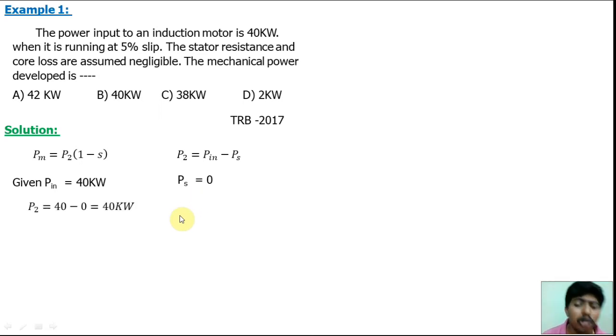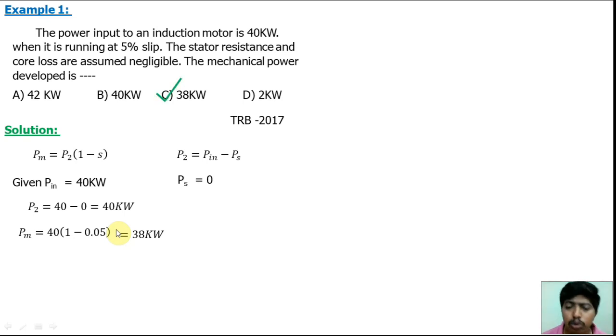P2 is equal to 40 kilowatt, the rotor input. Substitute here: mechanical power developed PM is equal to P2, 40, into (1 minus slip), slip is 5%, 0.05. Simplifying this equation, we get the answer as 38 kilowatts. So option C is correct.